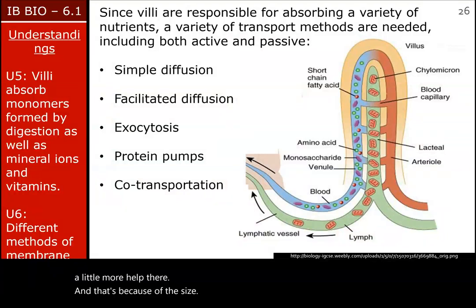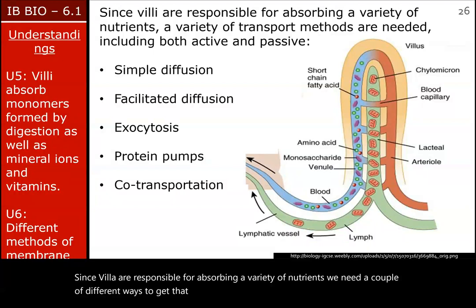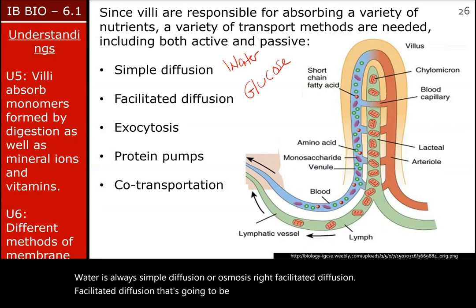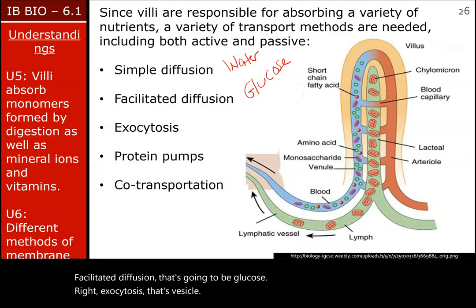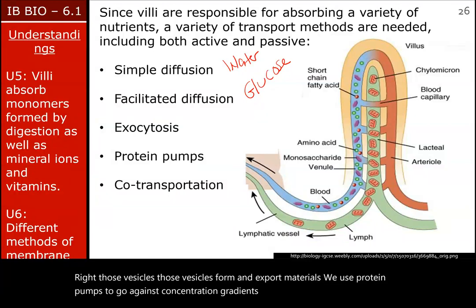Since villi are responsible for absorbing a variety of nutrients, we need a couple of different ways to get that stuff in. We just talked about these a little bit, right? Simple diffusion, things like water. Water is always simple diffusion or osmosis, right? Facilitated diffusion, that's going to be glucose, right? Exocytosis, that's vesicle action, right? Those vesicles form and export materials. We use protein pumps to go against concentration gradients sometimes. And we also have co-transport.